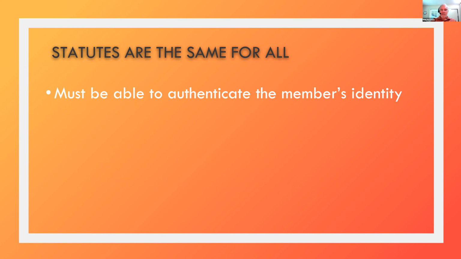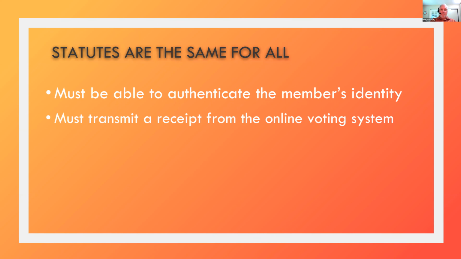Now, the statute says that you have to be able to authenticate the member's identity. That means that you can't just know that an electronic vote was received from 123 Oak Street. You have to know who the voter was. You must identify the member. And the statutes at this time just said you had to be able to transmit a receipt that you had voted electronically, and that's really all it said.